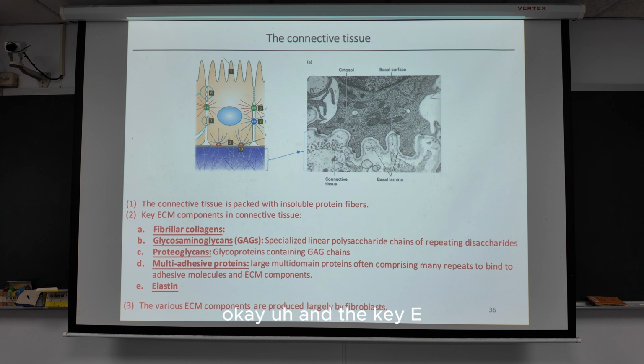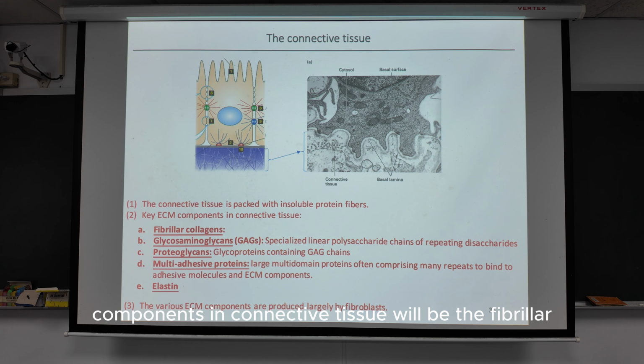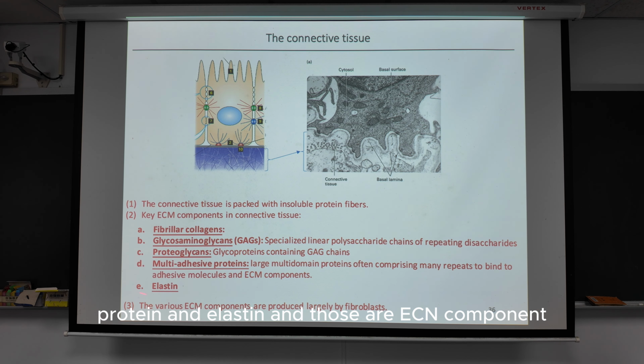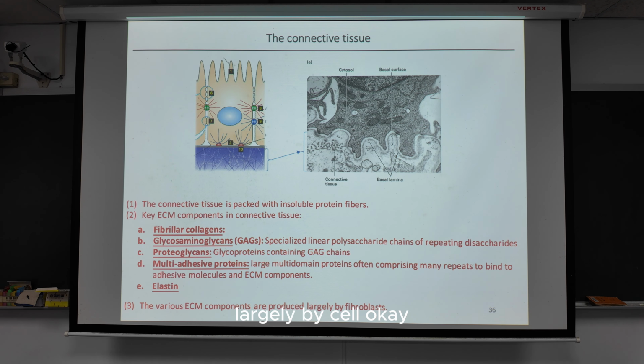Okay, and the key ECM components in connective tissue will be the fibrillar collagen, also collagen. And the glycosaminoglycan is a kind of polysaccharide, and the proteoglycan is the protein conjugated with different sugars, and the multiple adhesive proteins and elastin. And those ECM components are produced largely by the fibroblasts, largely by cells.